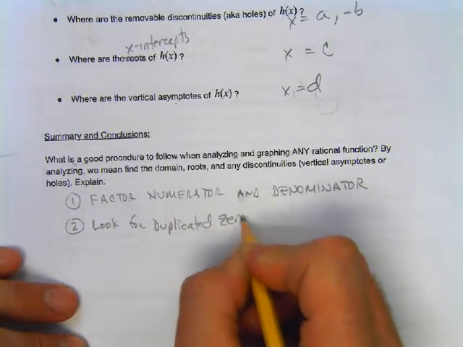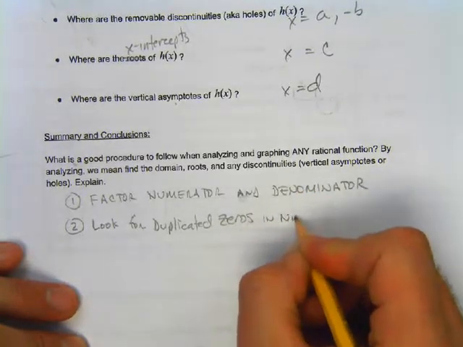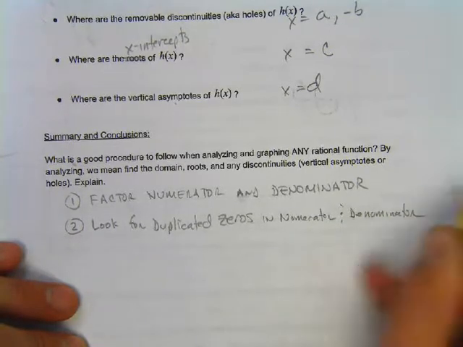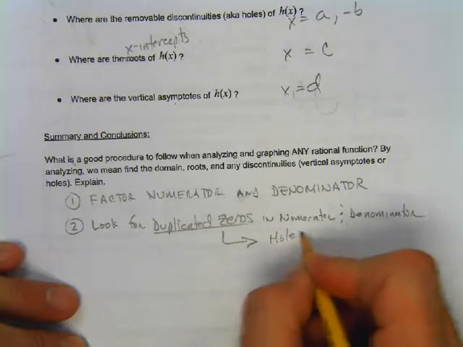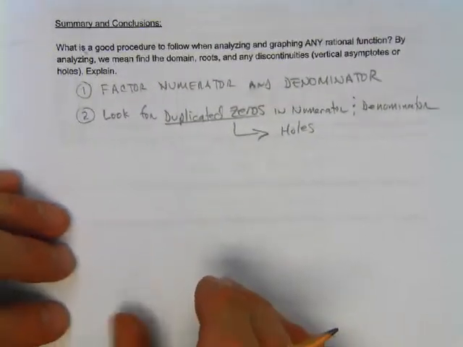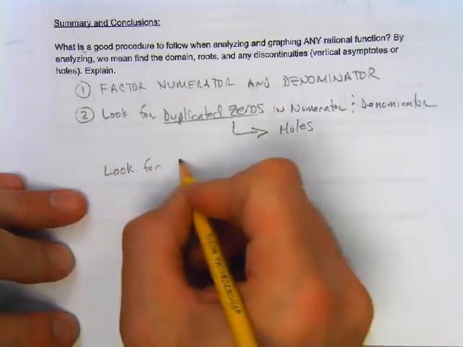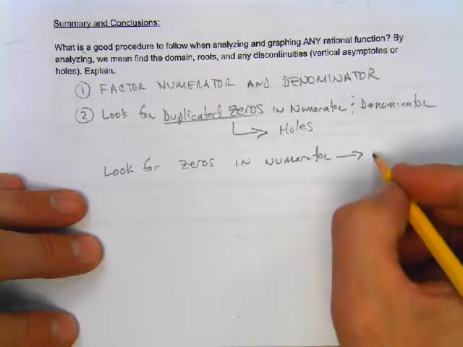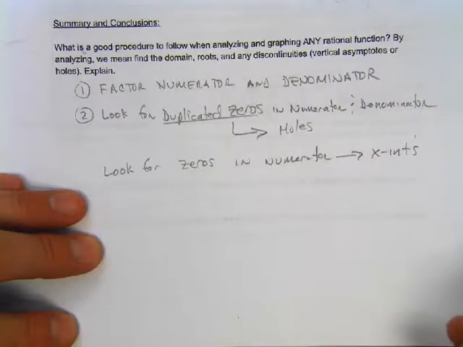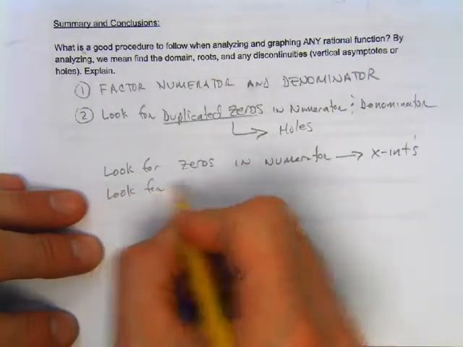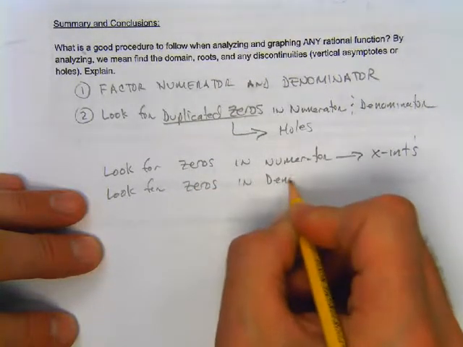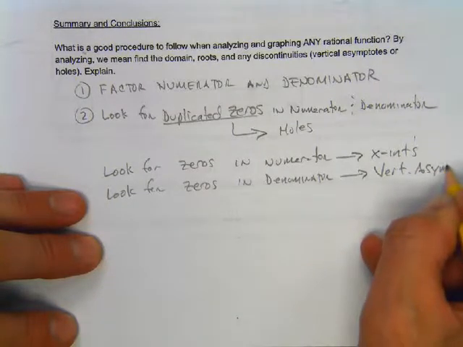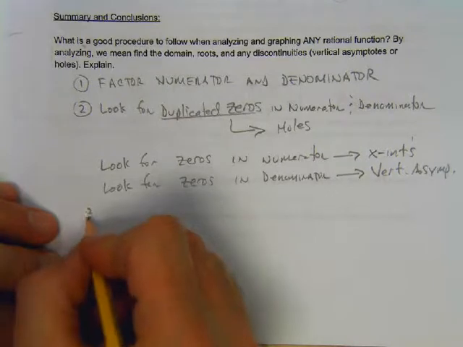Step number 2, look for duplicated zeros in the numerator and denominator. Look for the matchers first, because those will give you the holes. Then look for zeros in the numerator. Those will give you the x-intercepts. Then look for zeros in the denominator. That'll give you the vertical asymptotes.